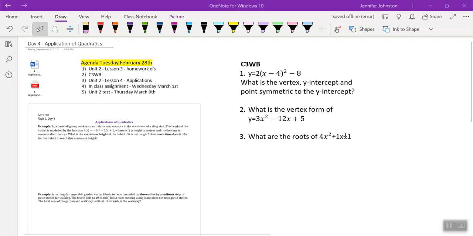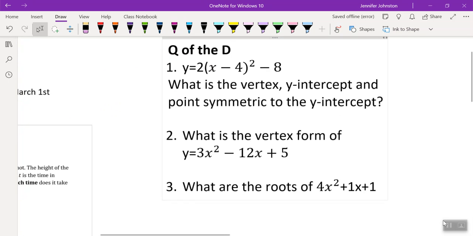To start, we're just going to do a little C3WB. I know we're not at the boards today, so maybe just a Q of the D. And let's just go over a couple of these questions. Go ahead and click pause, try them out, and I'll get you the solutions momentarily.